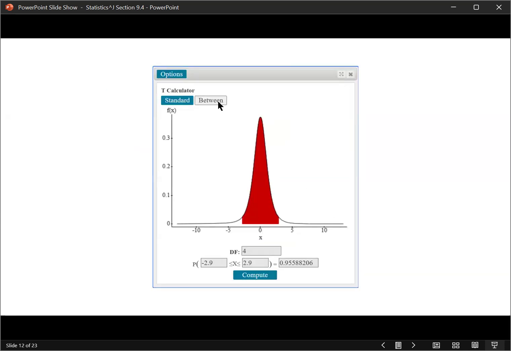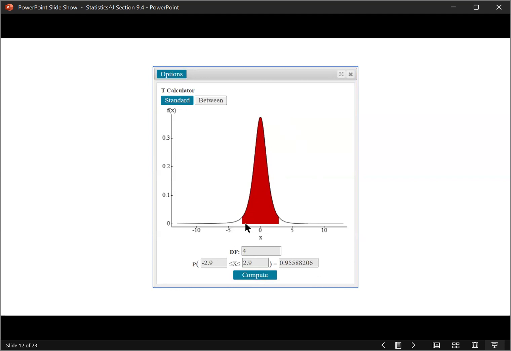You want to select between for a two-tailed test. This is actually not the two tails, it's the area between the two tails, but that's the only way StatCrunch works. You've got to select between, and then we're going to end up subtracting from 1 to get the area that's in the tails. So you select between, which gets you this setup, enter 4 degrees of freedom, put negative 2.9 as our left side and positive 2.9 as our right, hit compute, and then you get this.